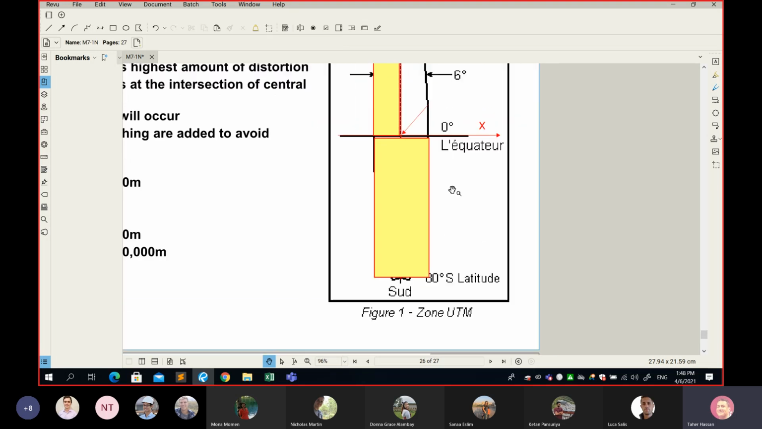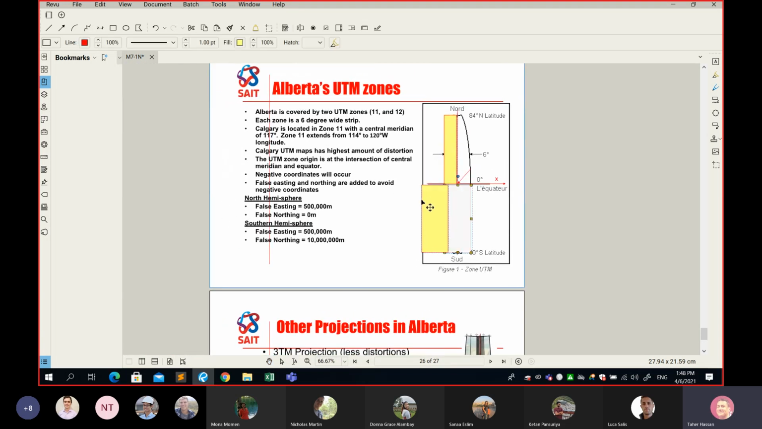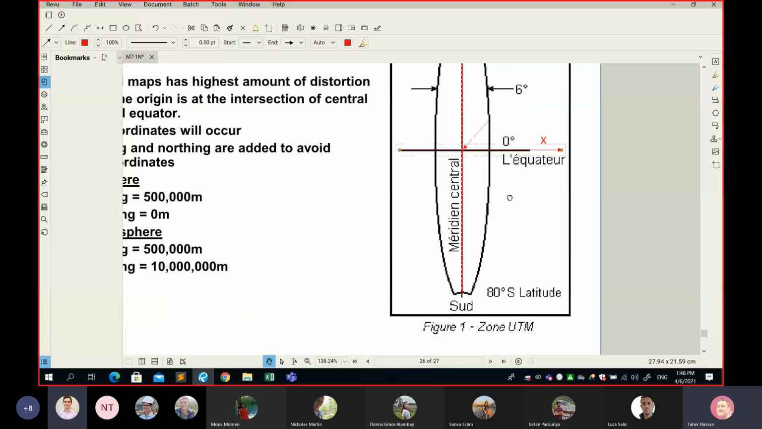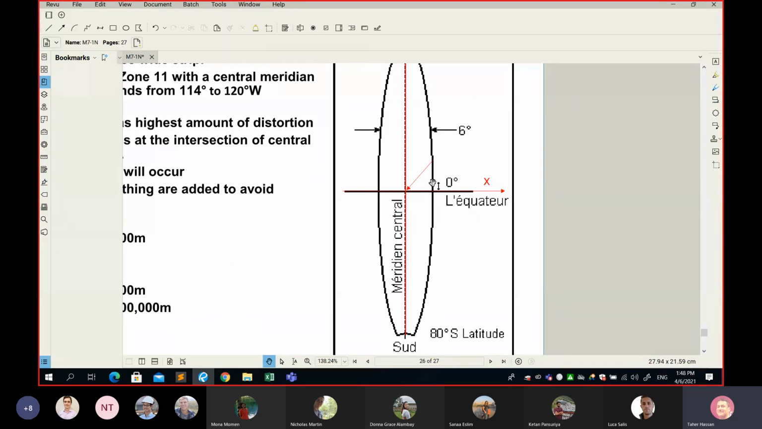And so what happens here is that surveyors dislike using negative coordinates. Is there anything I can do to eliminate negative coordinates? I simply can do that. Very simple. I can simply add a positive constant, which will shift everything to the positive side.